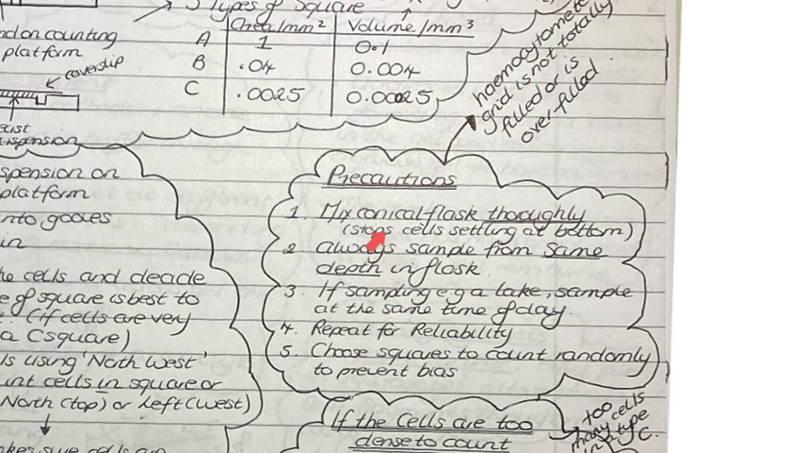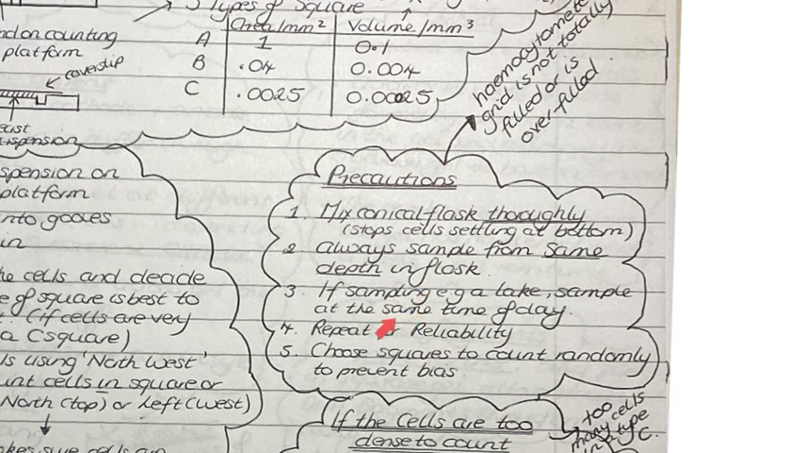And then if you're placing yeast cells onto the haemocytometer grids, before you take them out of the conical flask, make sure that it has been mixed thoroughly so that the cells haven't had time to settle at the bottom of the conical flask. So after you have mixed your flask thoroughly and you're taking a little sample with a dropper, always sample from the same depth in the flask, maybe from the middle of the flask.